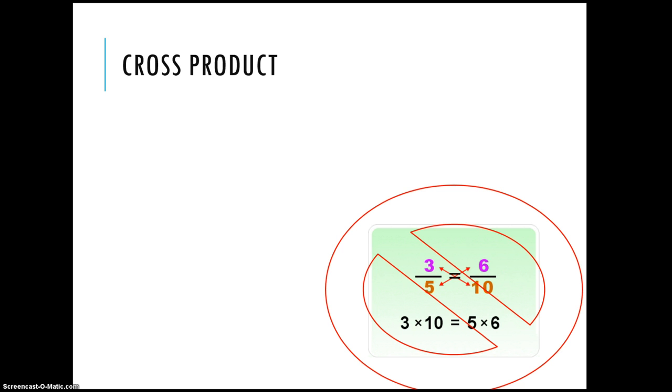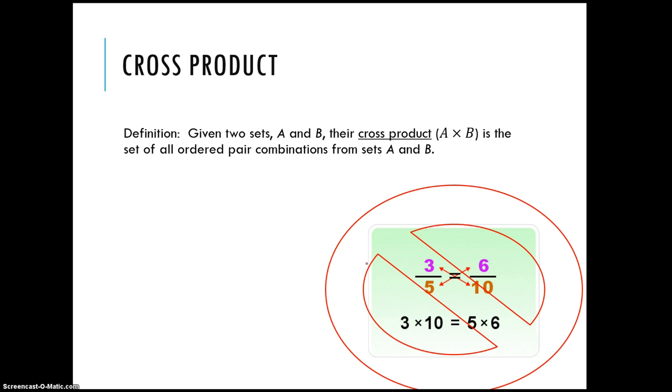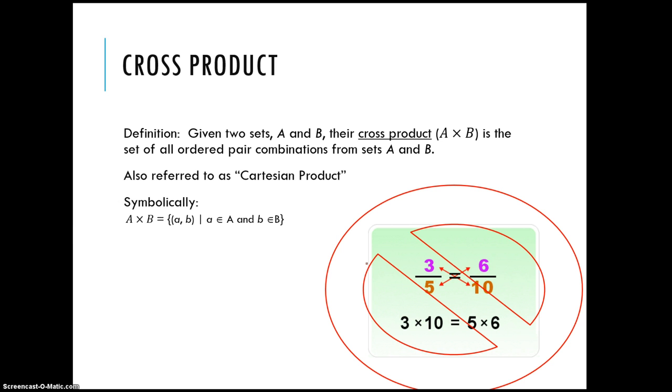Cross product. This is our last operation. Given two sets A and B, their cross product, denoted A cross B, is the set of all ordered pair combinations from sets A and B. Also referred to as the Cartesian product.